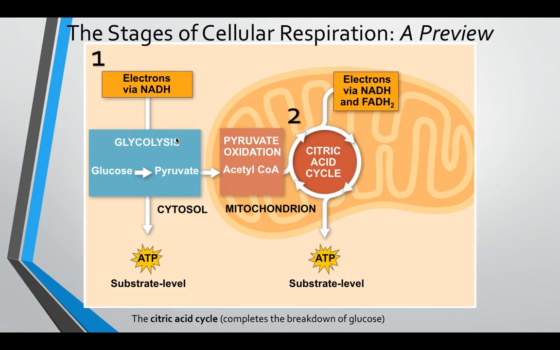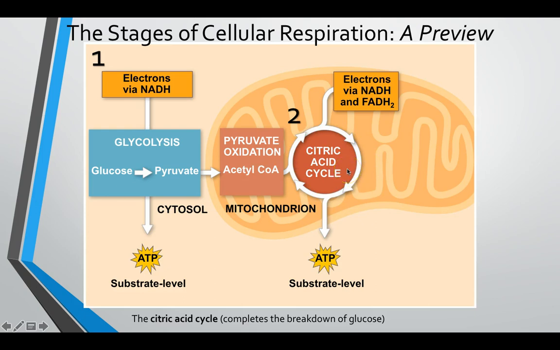The second step is the citric acid cycle, but before we can move into the citric acid cycle, there has to be a pre-Krebs or a pre-citric acid process, and that process is going to take the pyruvate molecules created in glycolysis, and they're going to be oxidized through pyruvate oxidation to acetyl coenzyme A. Pyruvate holds the key to Krebs, but acetyl-CoA is the key to Krebs.